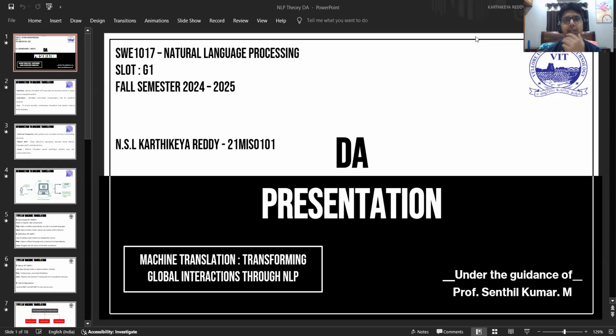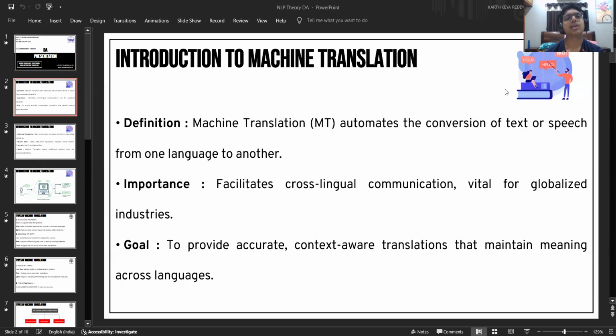As part of the NLP theory day, now I'm going to present about the topic of machine translation, transforming global interactions through NLP. So, as per the introduction, machine translation or MT automates the conversion of text or speech from one language to another. This technology is crucial for facilitating cross-lingual communication, which is essential for globalized industries. The goal of MT is to provide accurate, context-aware translations that maintain the meaning across different languages.